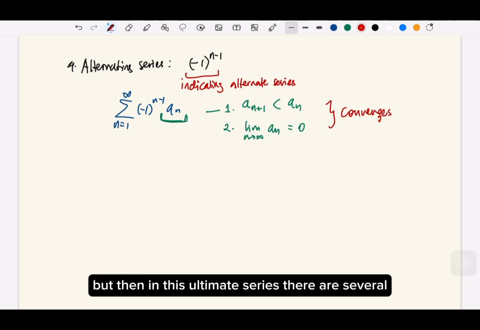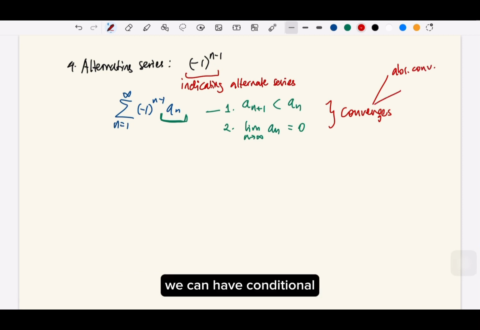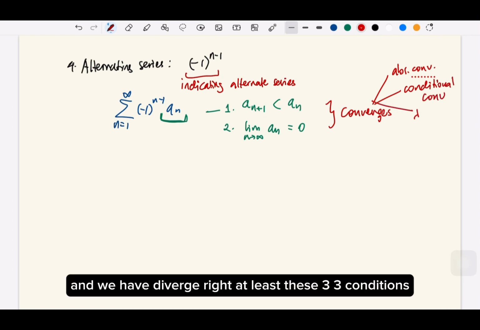But then, in this alternating series, there are several conditions. We can have absolute convergence. We can have conditional convergence. And we have divergence. Right? At least these three conditions.